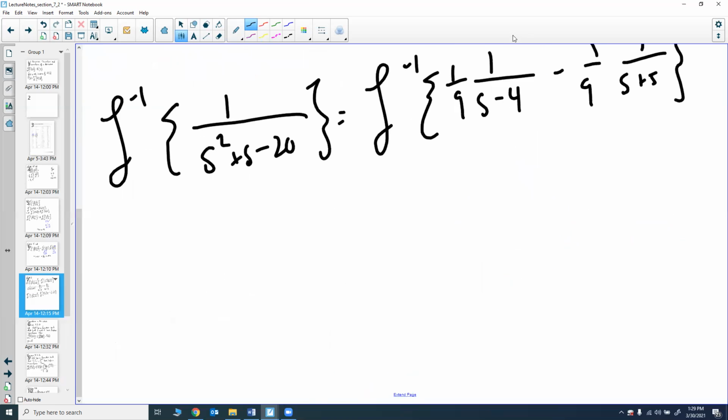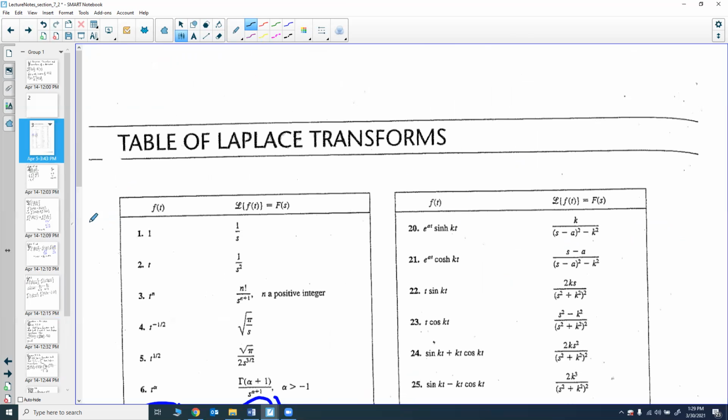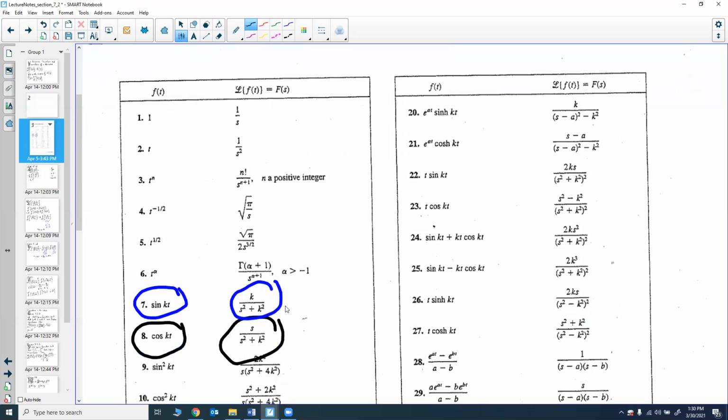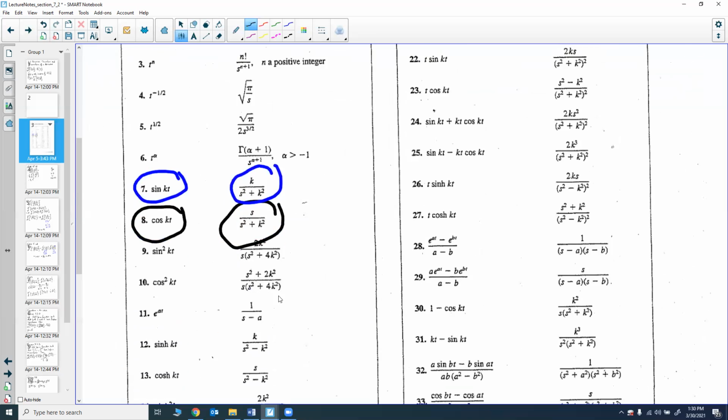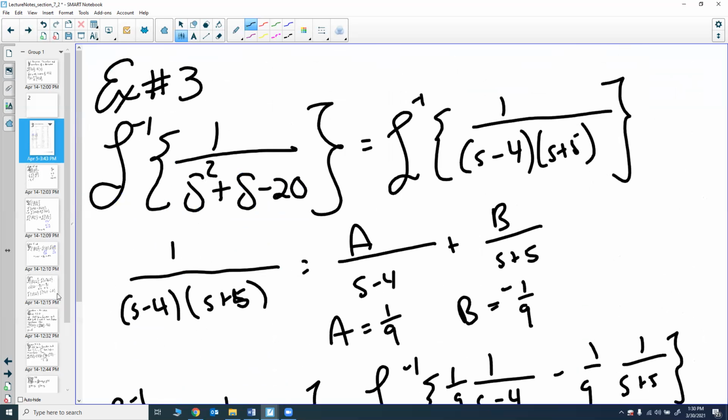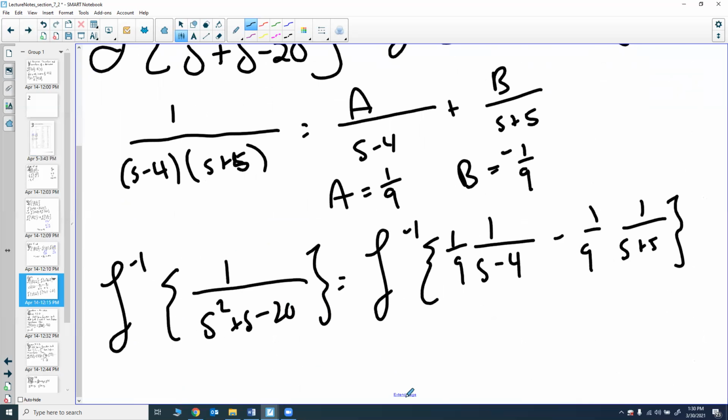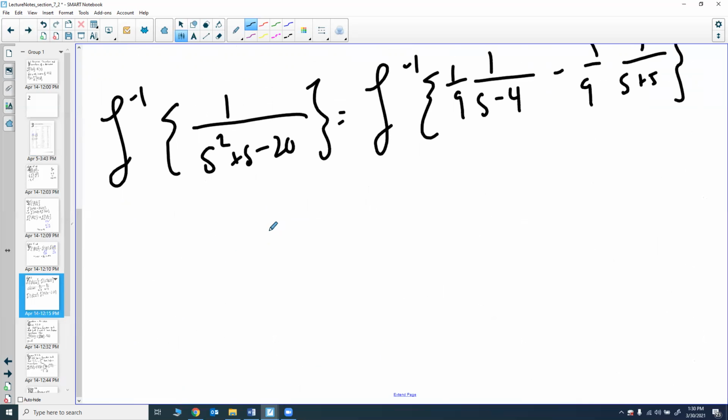All right. Now, when you go looking through this, you can see that you have an s minus 4. So you're looking for an s minus something. I now notice when I have an s minus something in the bottom, that that is e to the at. In this case, it's s minus a. So I now know that this would be the inverse Laplace of 1/9 e to the 4t, because it is s minus that a, so that a is 4, minus 1/9 e to the 5t.